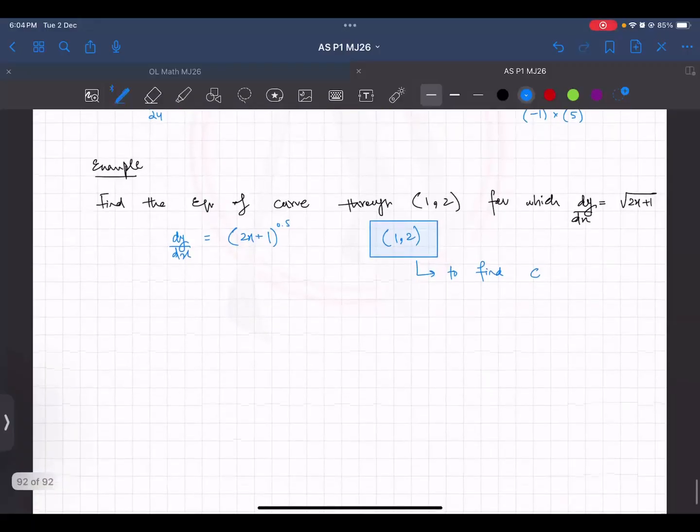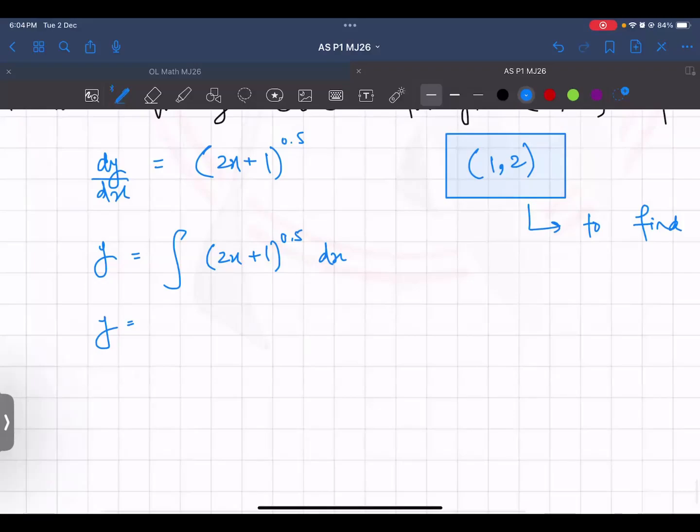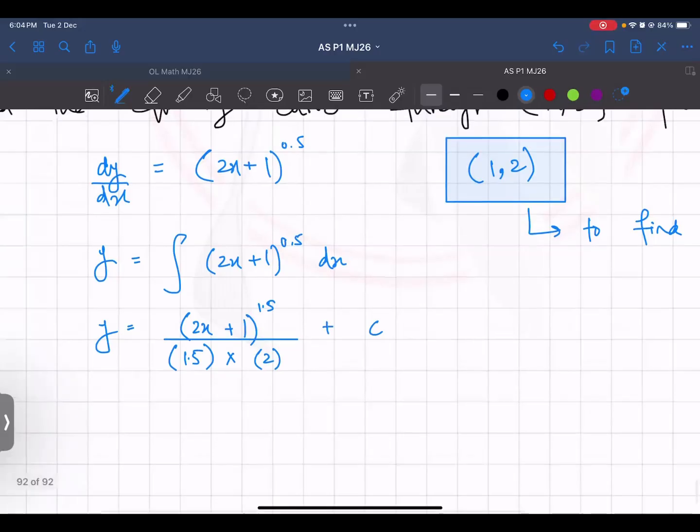Whenever you do the integration, if you want to go back to the original function, you would integrate this. So when you integrate, you will get y equals the integral of (2x plus 1) power 0.5. You would do it the usual way. The bracket will not change. This would become power 1.5 divided by 1.5, multiplied by the derivative of the inside of the bracket, which is 2, plus c.